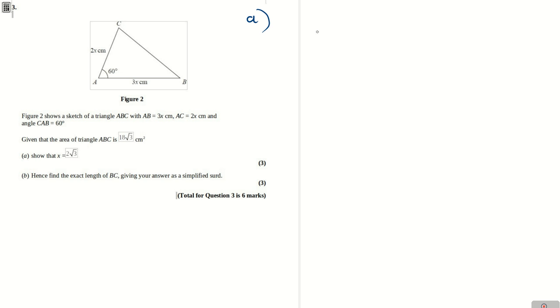Right, okay, so show that x is 2 root 3. So we've got a triangle, we've got two sides and the angle in between, and we also know what the area is. So what we can do, we can say the area is going to be equal to a half of the product of those two sides, 2x times 3x, times the sine of the angle in between, sine 60.